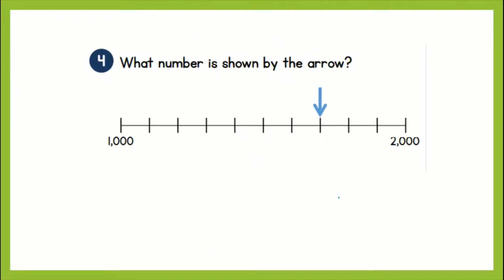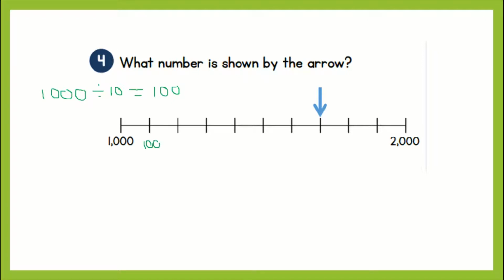Question 4. What number is shown by the arrow? So at this end, we've got 1,000, and at this end, we've got 2,000. And we've got 1, 2, 3, 4, 5, 6, 7, 8, 9, 10 lines that are separating them. So if we divide 1,000 by 10, we can find out what each of these numbers represent. So the answer is 100. So each of these lines represent 100.